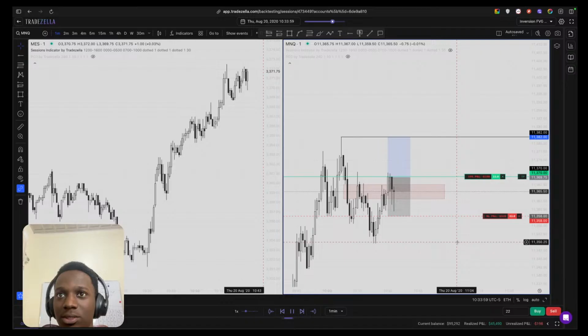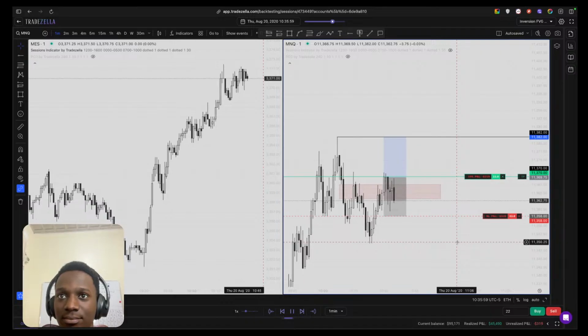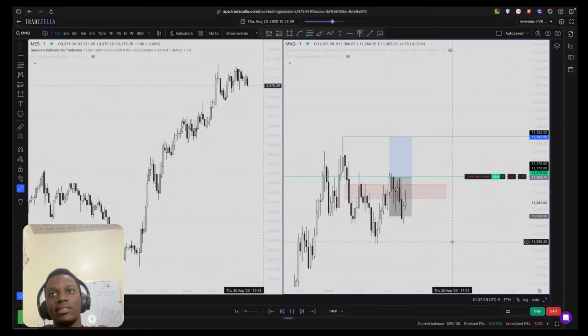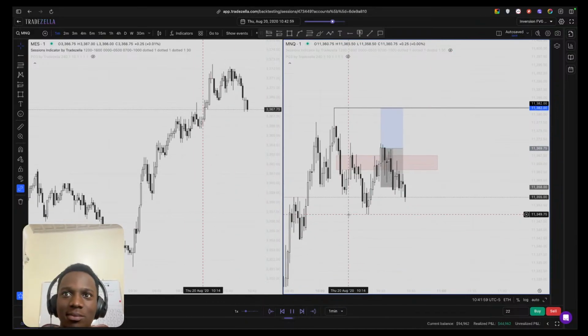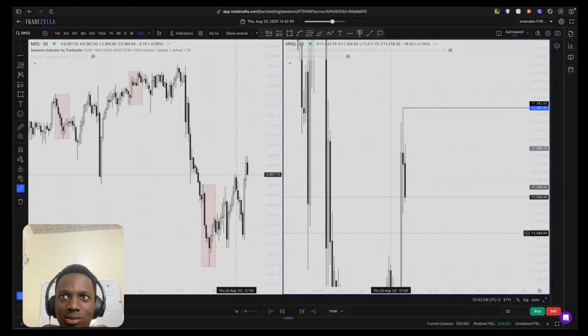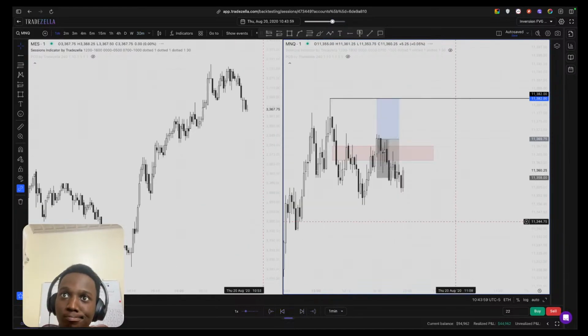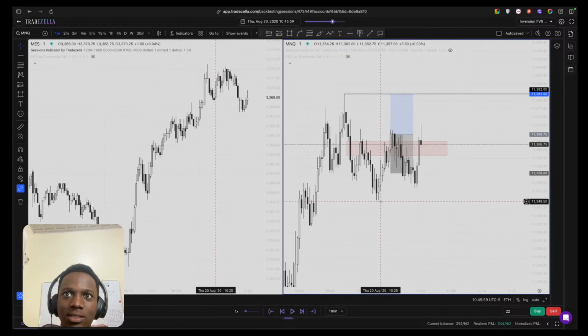Ooh, we are cooked, chat. And we have a crazy liquidity build up here. I think the 30-minute is going to retrace into some sort of gap. It's drawing really close.